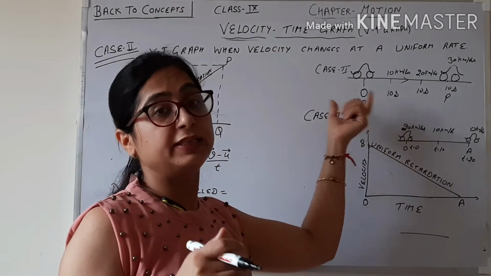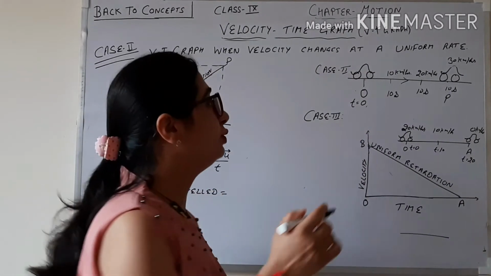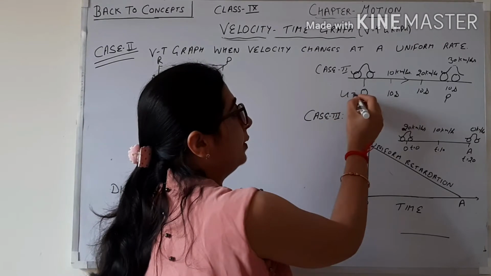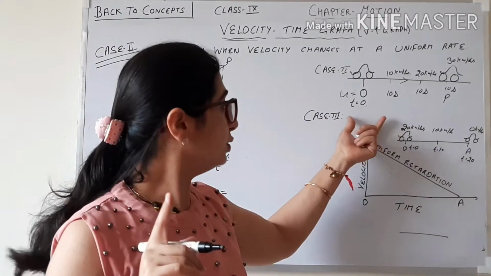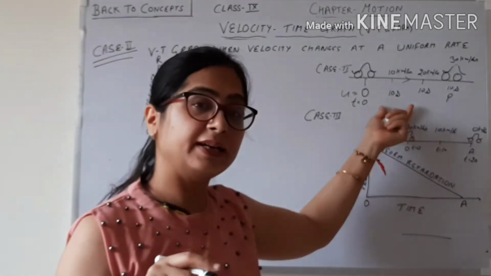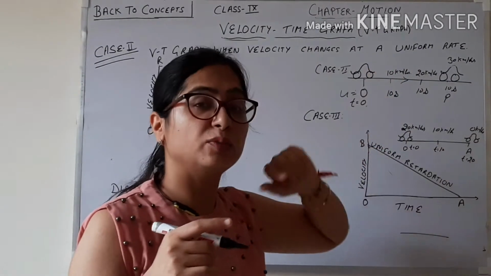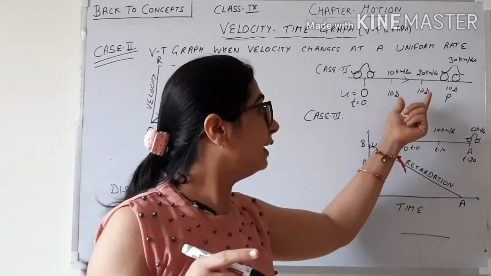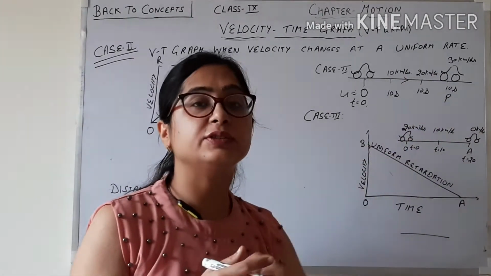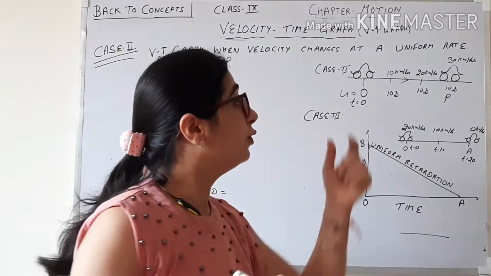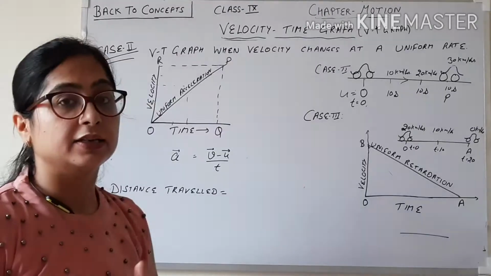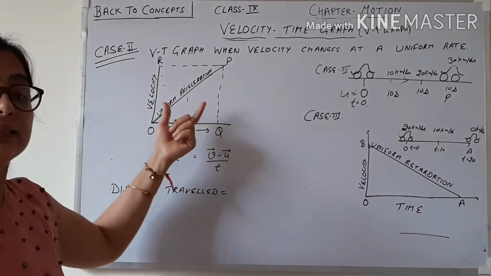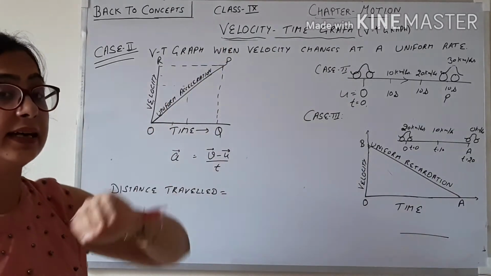at rest, means its initial velocity is equal to 0, and time is 0 because हमने यहाँ से कैलकुलेट करना शुरू किया है. 10 सेकेंड में कार ने वेलोसिटी को गेन किया 10 किलोमीटर पर आवर. फॉर नेक्स्ट 10 सेकेंड it gains its velocity 20 किलोमीटर पर आवर. फॉर नेक्स्ट 10 सेकेंड it gains its velocity 30 किलोमीटर पर आवर. So uniform acceleration is represented by this kind of line.